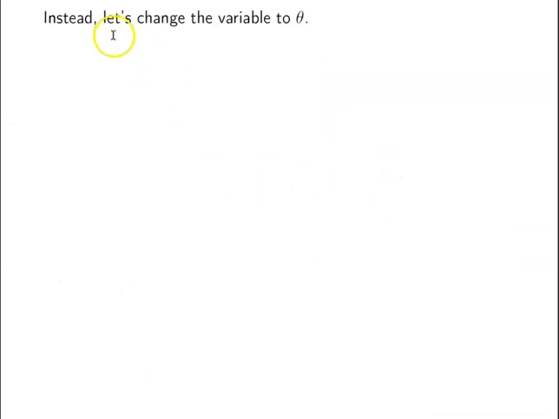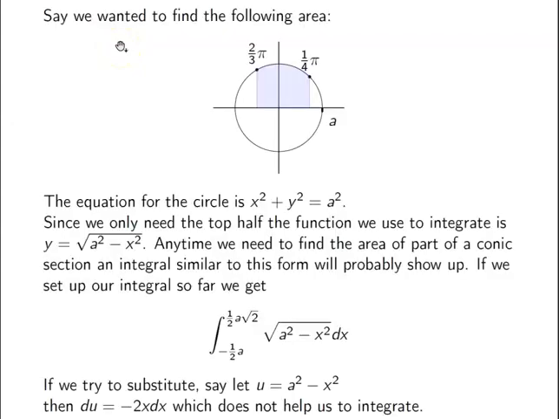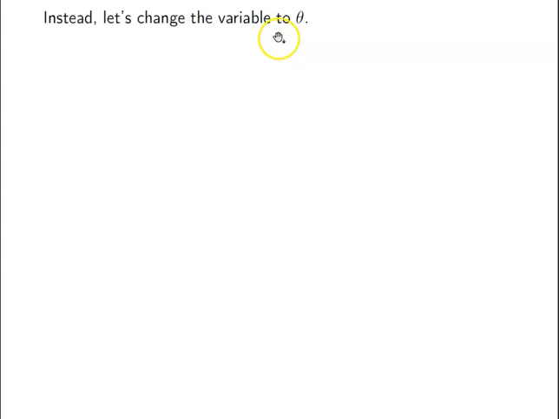So we're going to change our variable. Instead of talking about x's and y's, we'll go into sines and cosines, which involve angle measures, right? So we're going to change our variable to theta. So angles work much better for circles and ellipses, which is what we're working with.